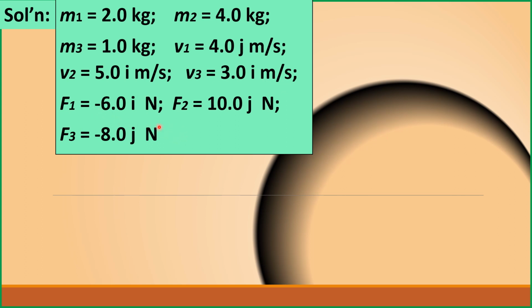Also shown in the previous diagram, the three forces F1, F2, and F3 are acting on each of the particles. On particle 1, there is a force F1 equal to negative 6.0i Newton. On particle 2, the force is 10.0j Newton. And on particle 3, the force equals negative 8.0j Newton.